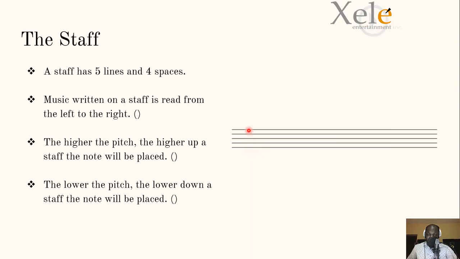If the note is high up here on the staff, then it has a very high pitch. And if it comes low down here on the staff, then it means it has a very low pitch.